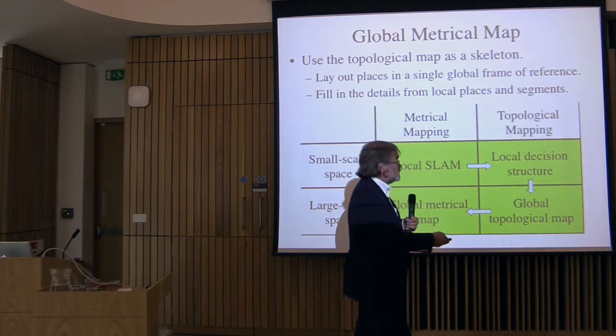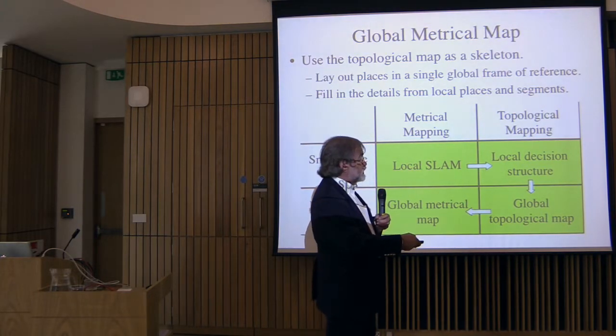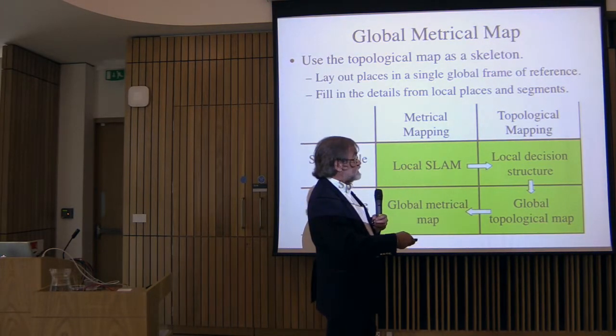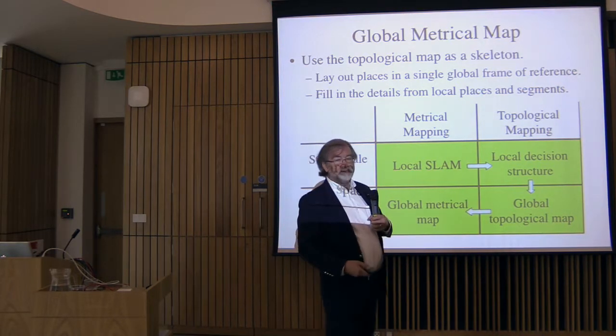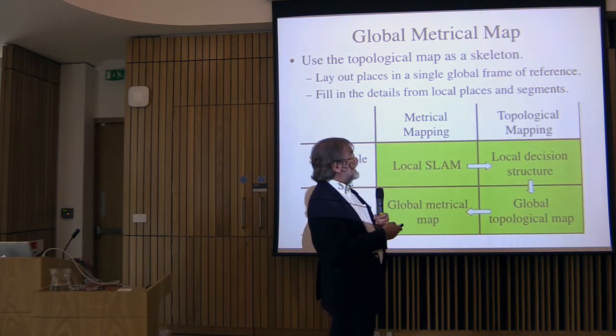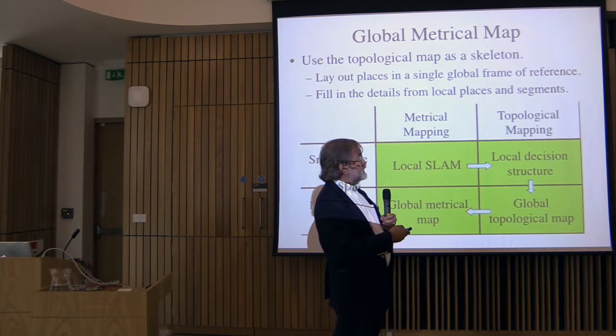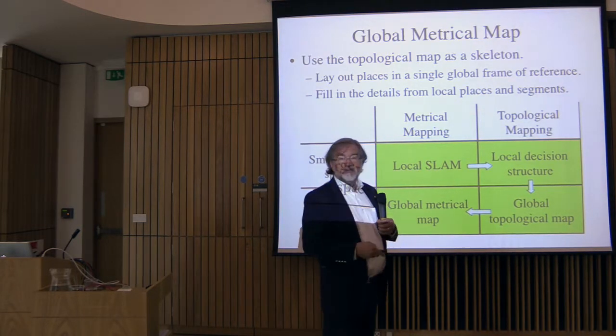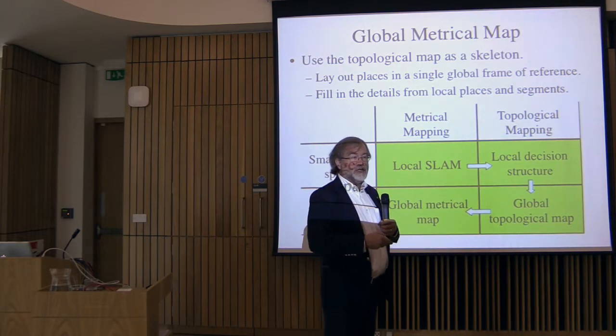So what we want to do is to be able to go from the global topological map to now build a reliable global metrical map. And so what we're going to do is we're going to take our topological map, which we can use as a skeleton, lay out the places into a global frame of reference, and then fill in the details from the rest of the information we have.